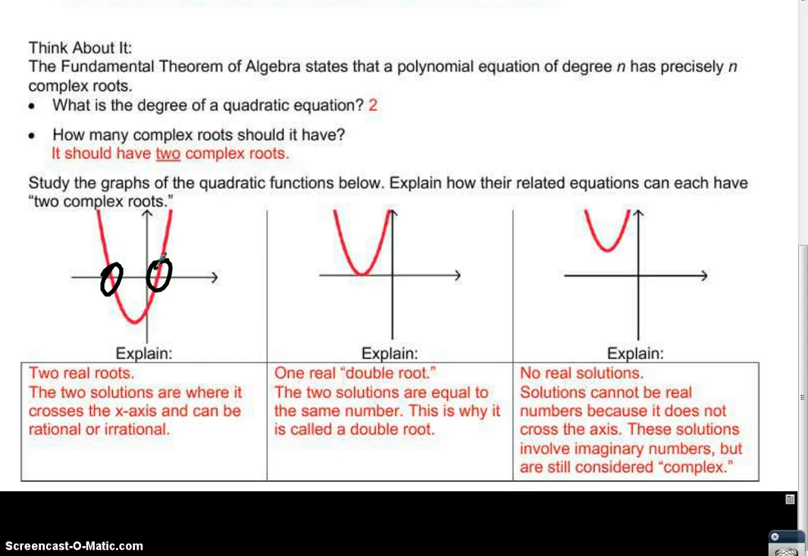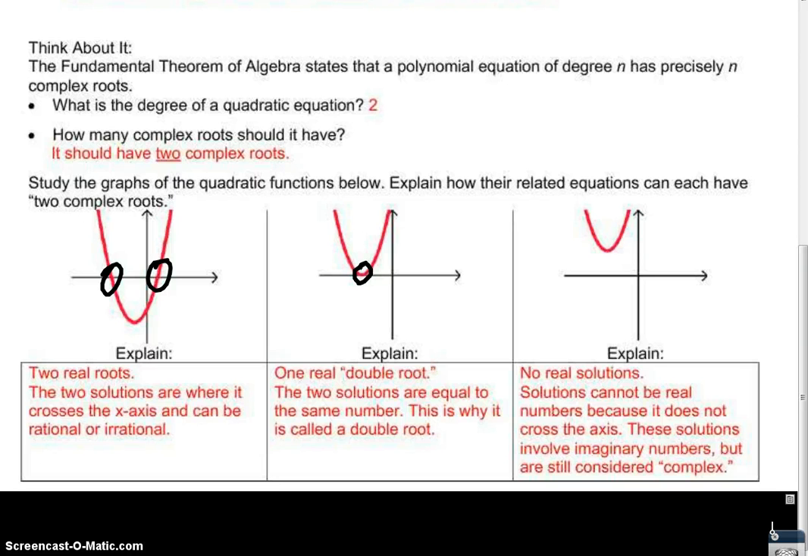If I look at my second example, here it only touches the x-axis. So here I have 1 root. I have a double root, just like we saw up in problem number 3. Okay, the same solutions are equal to the same number. That's why it's called a double root.